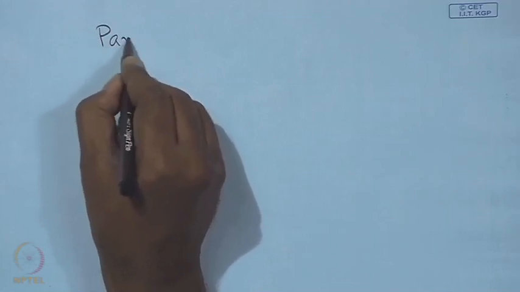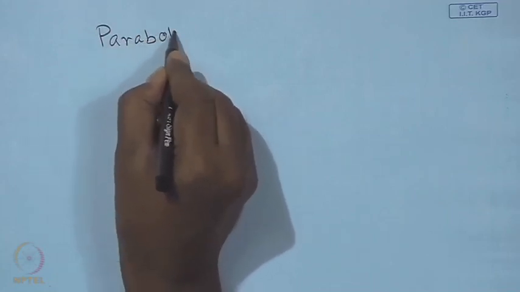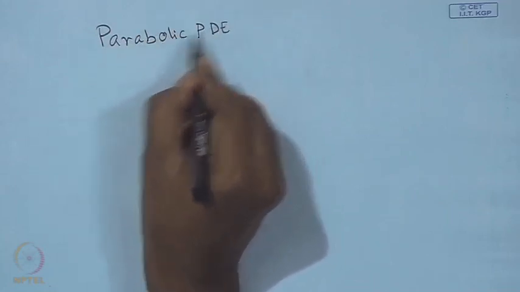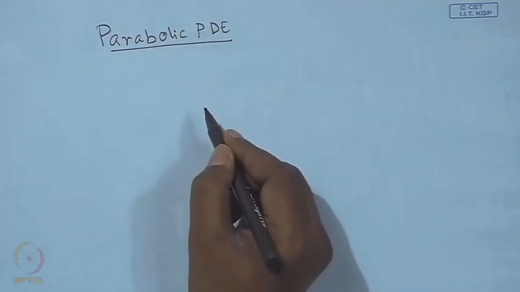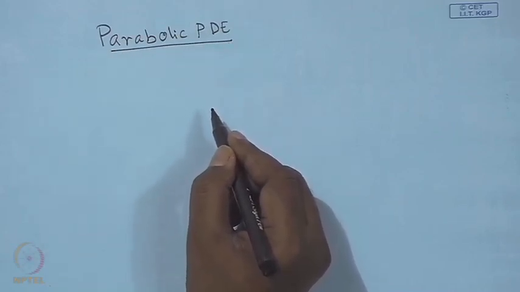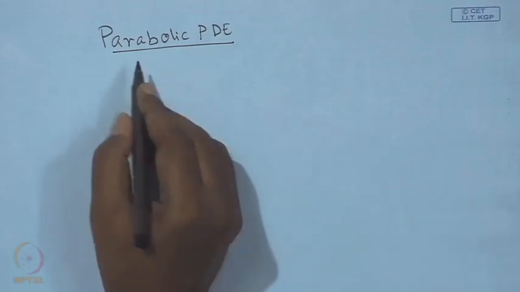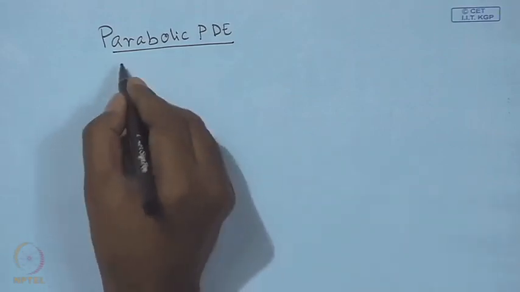Okay. So, now let us take up one example. We will be taking up 2 examples, one is the parabolic partial differential equation and another is the elliptic partial differential equation, because these types of PDEs are most common in chemical engineering applications. So, let us take up a parabolic partial differential equation first.